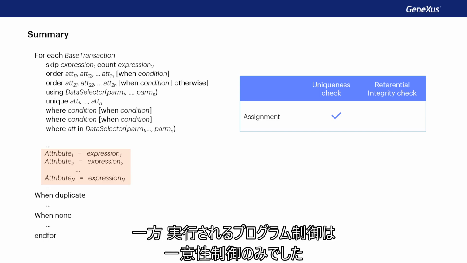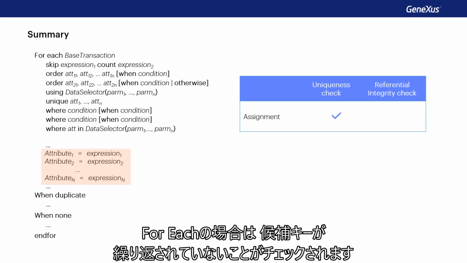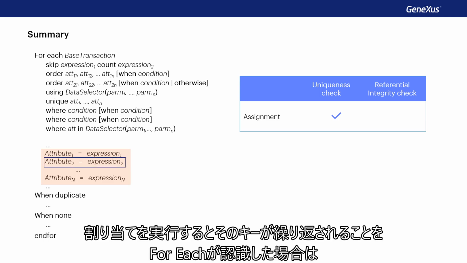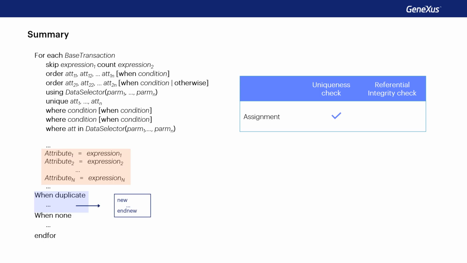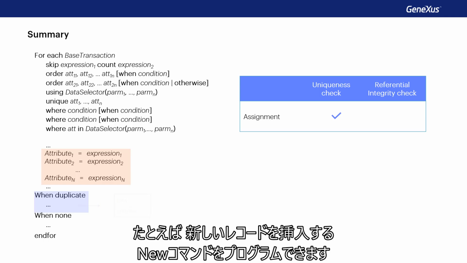On the other hand, we had seen that the only programmatic control performed is the uniqueness control. In the case of the for each, it'll be checked that no candidate key is repeated. If the for each finds that performing the assignment will repeat that key, then it does nothing unless the when duplicate clause is programmed. In the code of this clause, a new command can be programmed to insert a new record, for example.